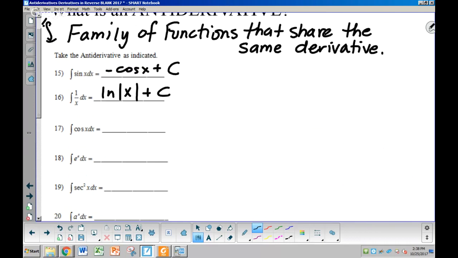Okay, whose derivative is cosine? Sine plus c. Plus c.